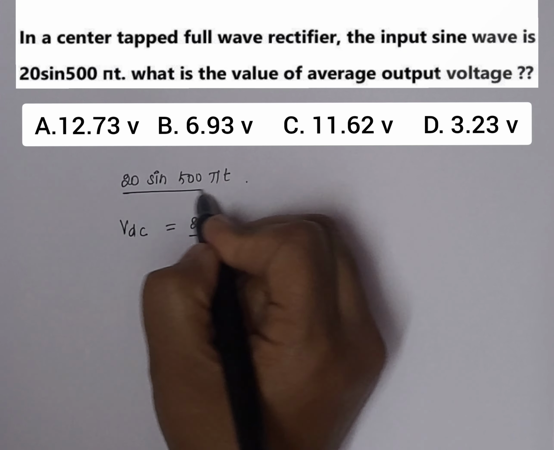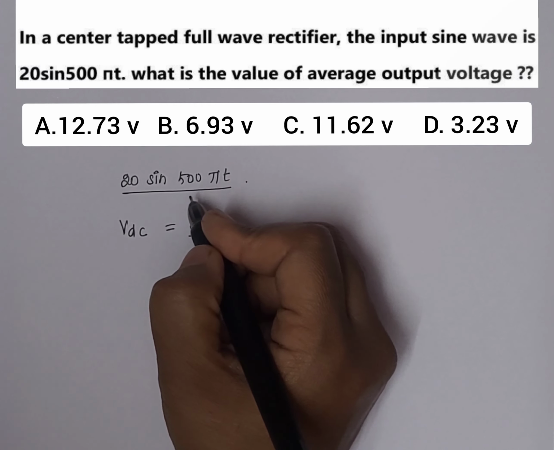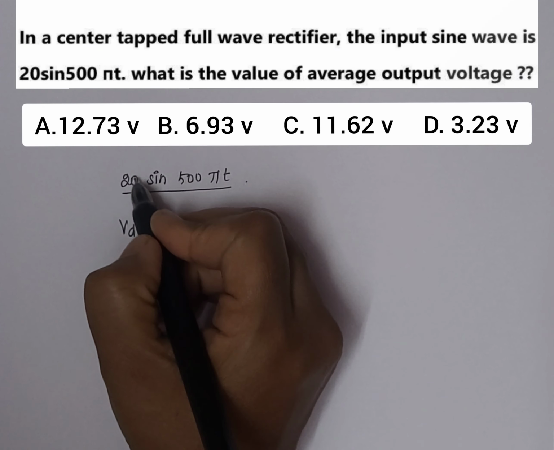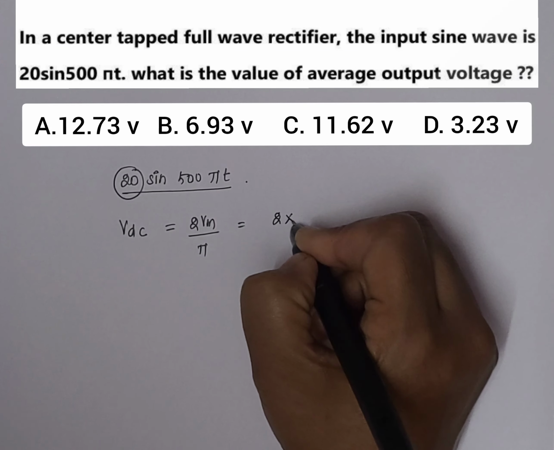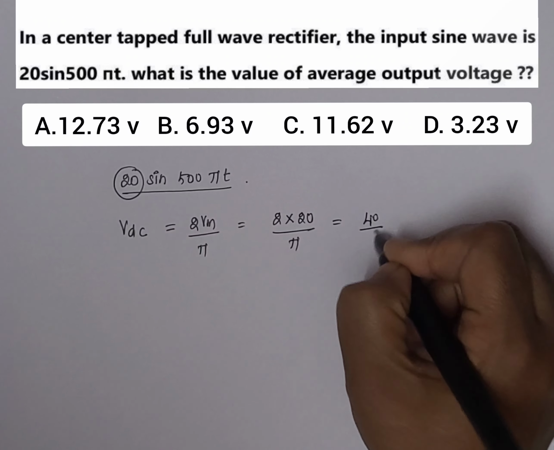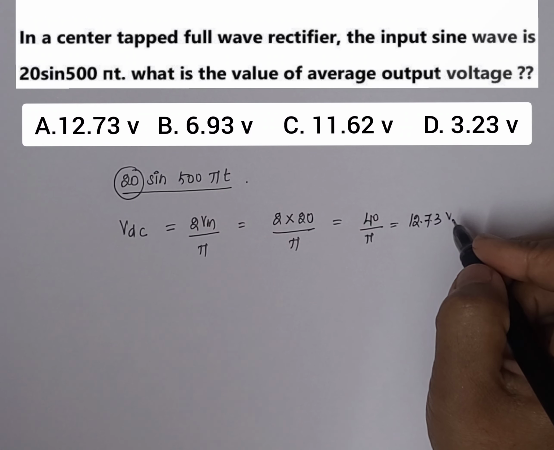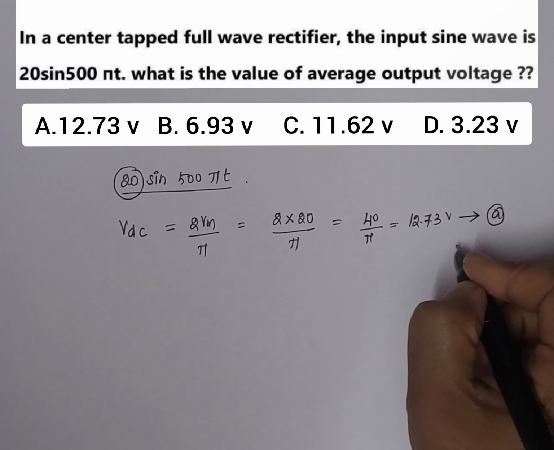Given 20 sin 500 pi t, the peak voltage of the input sine wave should be identified from the given question, which is nothing but 20. Substituting that over here, we get 2 into 20 divided by pi, which is 40 by pi, which is equal to 12.73 volt. From the given options, 12.73 is available under option A, which is our correct answer.